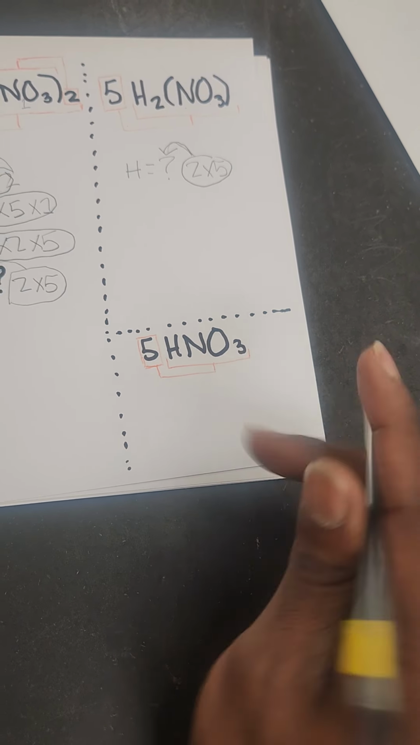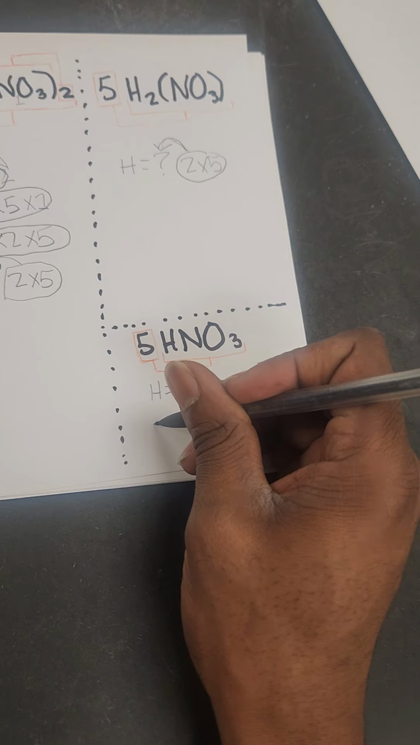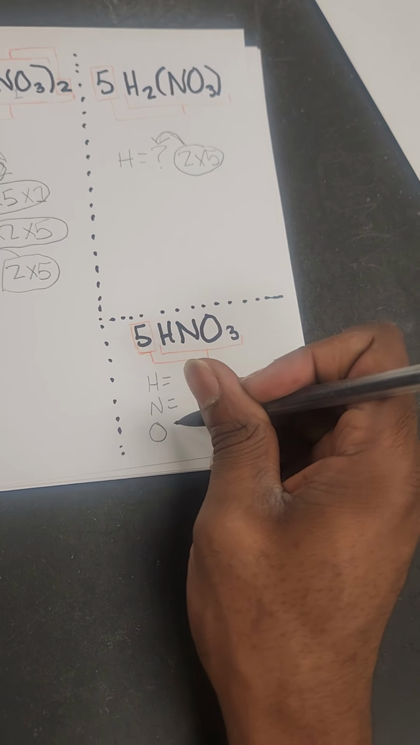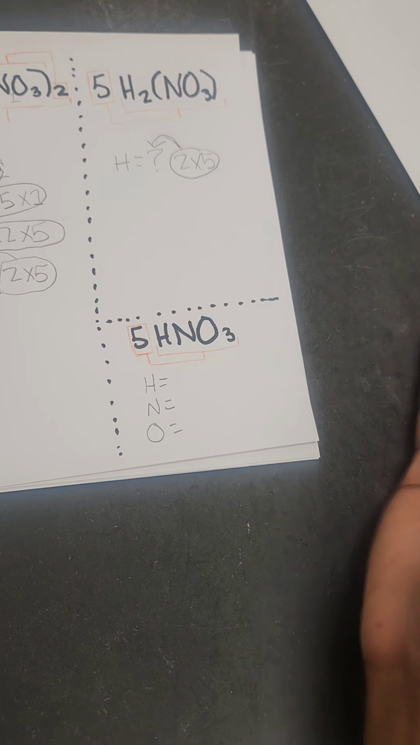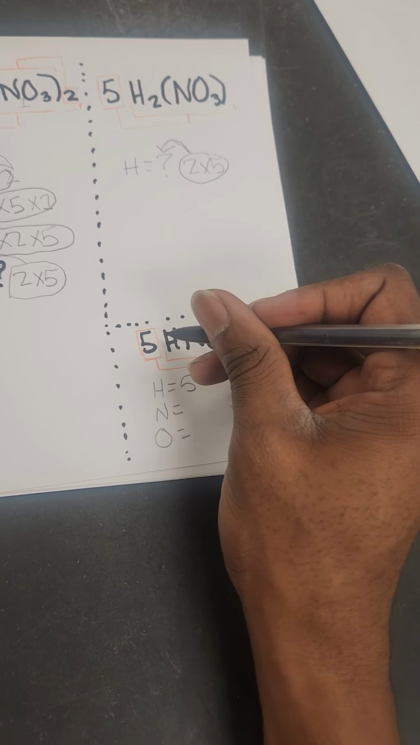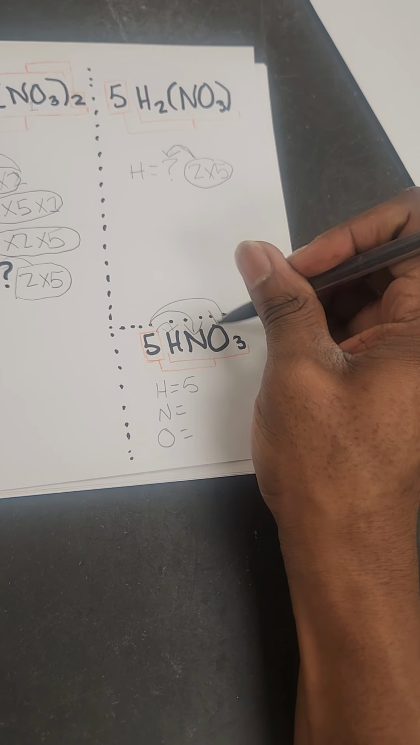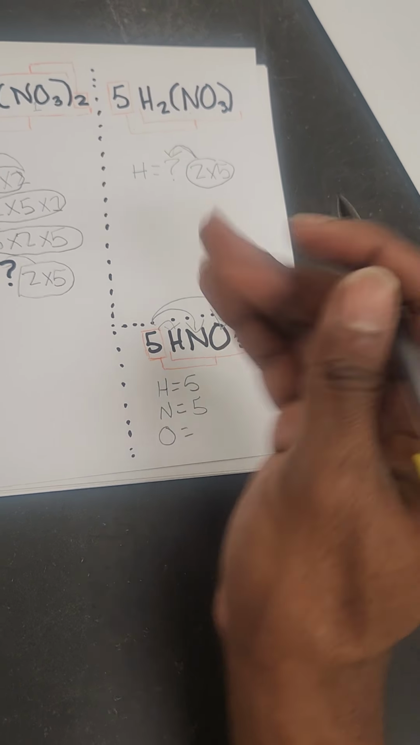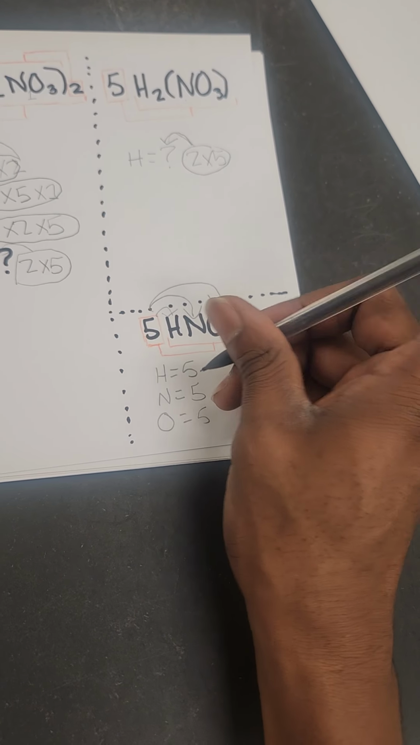All right, last but not least, what happens in this situation for hydrogen? What happens in this situation for nitrogen and oxygen? In this situation, there are no parentheses, so I'm just going to multiply by 2 numbers for each one. I'm going to multiply by 5 for all of them. The 5 applies to all of them, always. Anything in front, that's the coefficient, it always applies to all of them. So I'm multiplying by 5 on all of them.